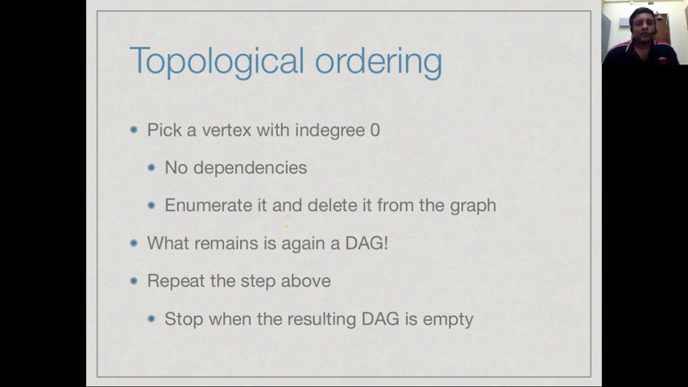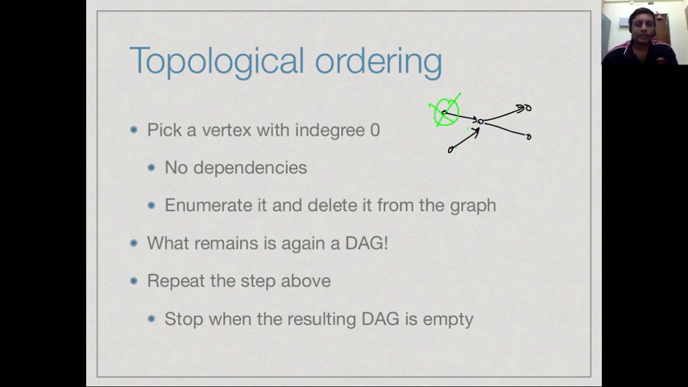So this is a more elaborate version of the algorithm that we described earlier. We pick a vertex with in degree 0, right? Recall that such a vertex has no dependencies. Now we enumerate it because it's now available for enumeration, and then we delete it from the graph. So when we delete a vertex with in degree 0 from a graph, supposing we have a DAG like this and we pick this one and delete it, then clearly what remains is a DAG, because it is still directed and we have not introduced any cycle. It was already acyclic, and by deleting a vertex we can't introduce a cycle.